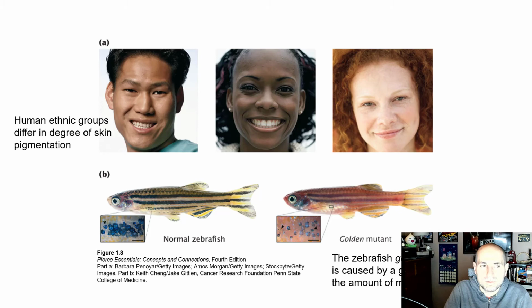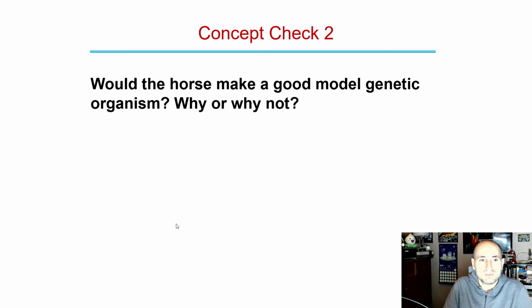So here's another concept check for us. Would the horse make a good model genetic organism? Why or why not? Well, you could try to argue, it's good because it's a mammal like you and me. It has a stomach and a pancreas and a liver, and that'd be wonderful. But remember, you have to have what three things? Short generation time. What's a horse generation time? I'm not too familiar, but I could tell you it's probably in the years before it has its own children. So that's not a great model organism.